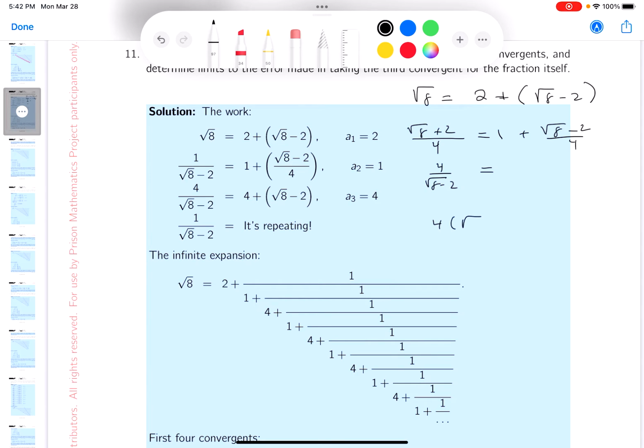I need to rationalize. And that would be 8 minus 4, which is 4. So that would be root 8 plus 2. And again, I'm looking for an integer now, right? And let's take a look at that. And again, the root of 8 is 2 point something. So let's write this as 4 plus root 8 minus 2.